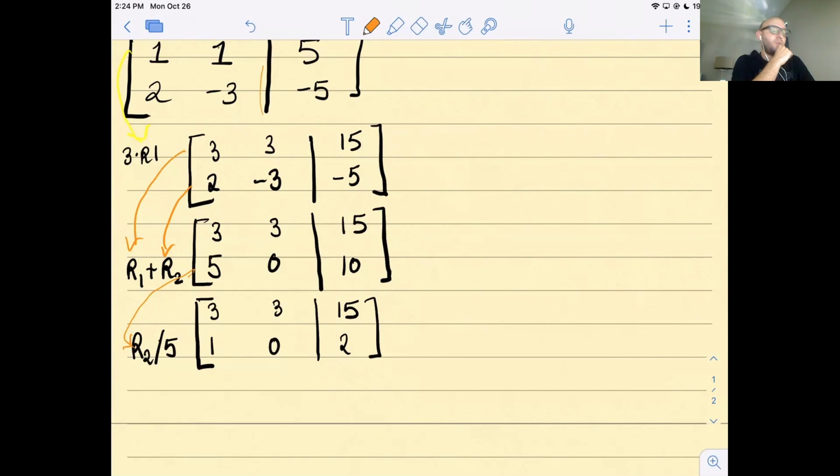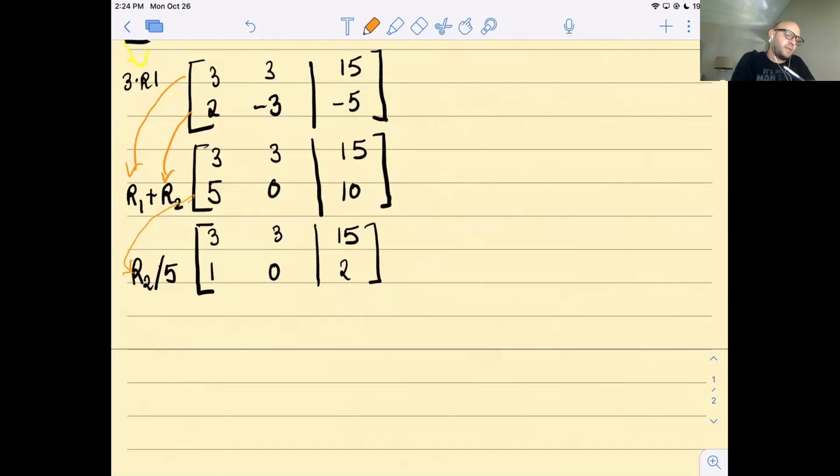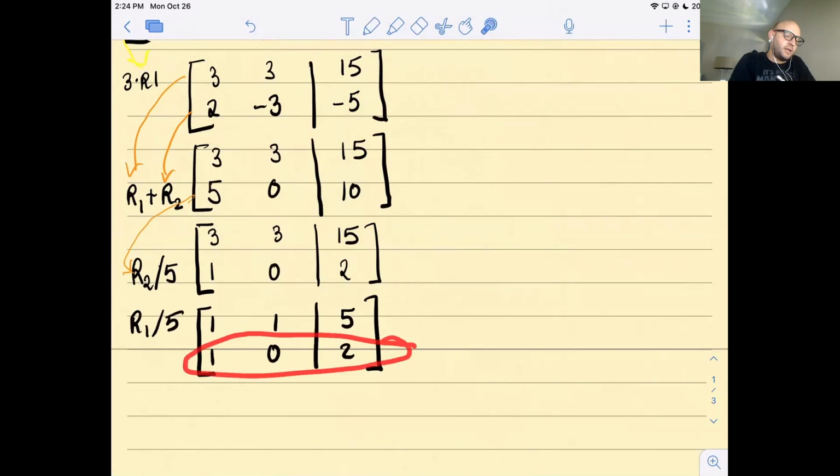Yeah, let's divide row 1. That's a good idea. So if I divide row 1, let me actually do it. I could have done it in one step there, but I'll write another step here. So if I divide row 1, I can get 1, 1, 5, and then 1, 0, 2. And if you notice, this is going to be row 1 divided by 5. Whenever you have a 1 and the other one is a 0, you basically get one of your answers.